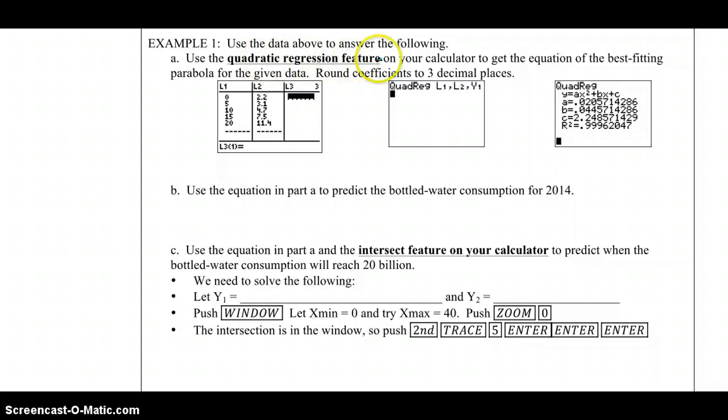Let's take a look at the data from last time. Use the data above to answer the following. We're asked to use the quadratic regression feature on the calculator to get the equation of the best fitting parabola for the given data, and to round the coefficients to 3 decimal places. Again, we would start by pushing stat 1, and that would open up our screen to type in our data.